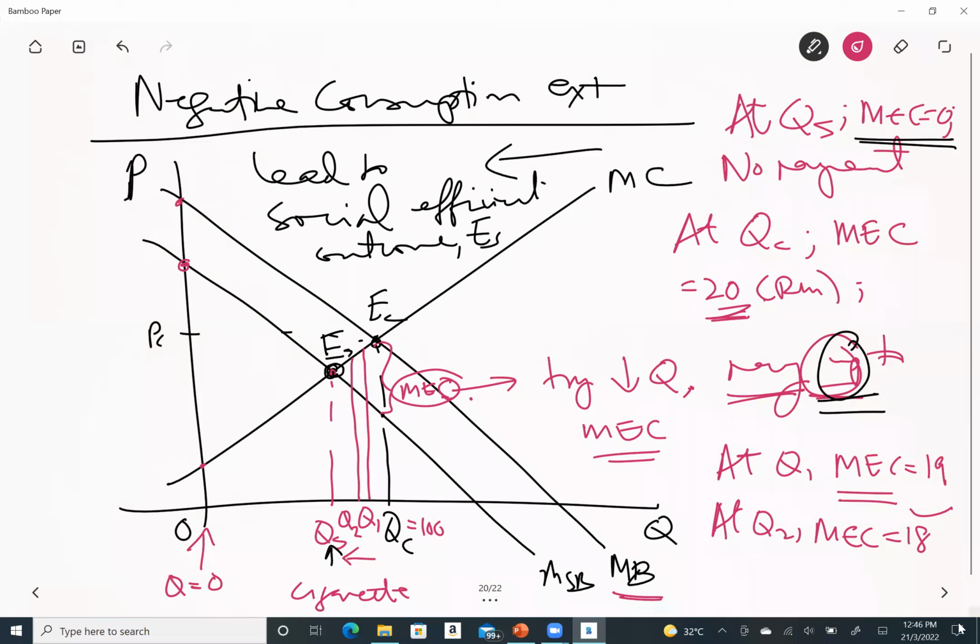So how much is he willing to pay? He's willing to pay that much. And because marginal cost is here, that is the MSB. So he's willing to pay up to MSB in order to smoke the first cigarette. So Q2. Let's say this is equal to 50. Are you willing to take 50 so that he can smoke the first cigarette?